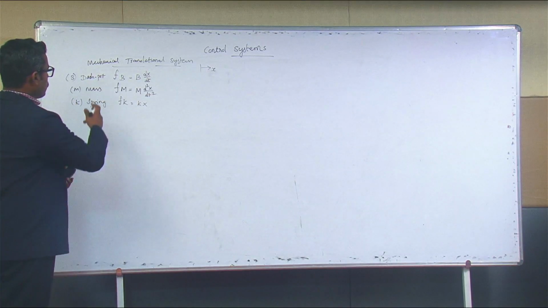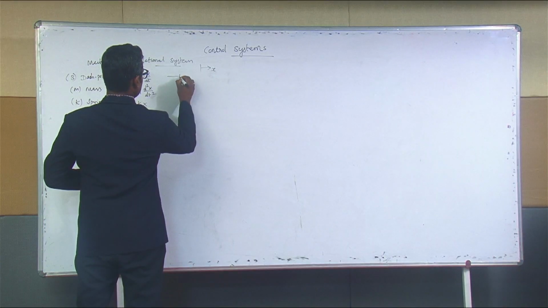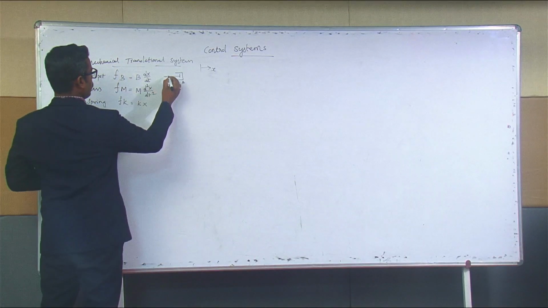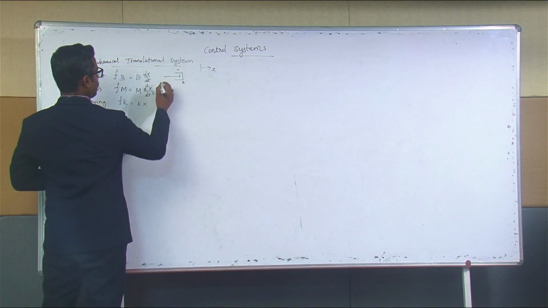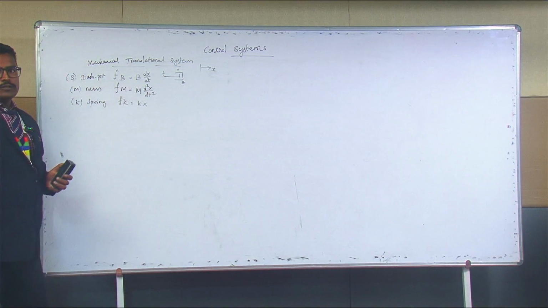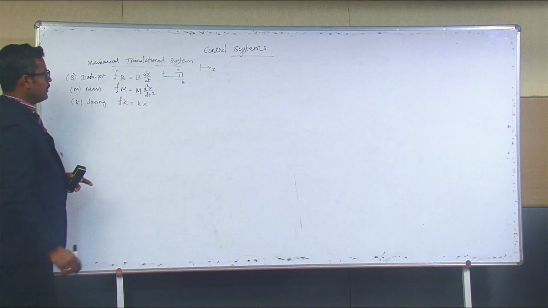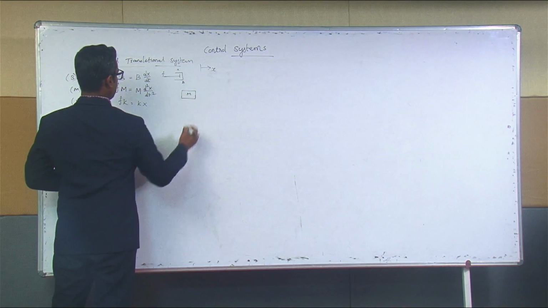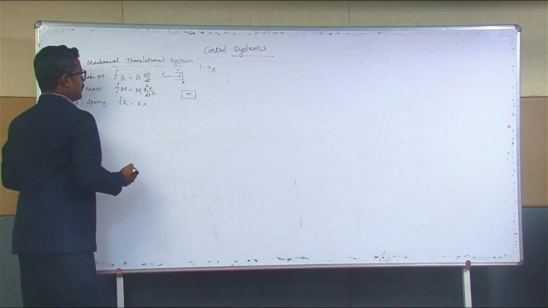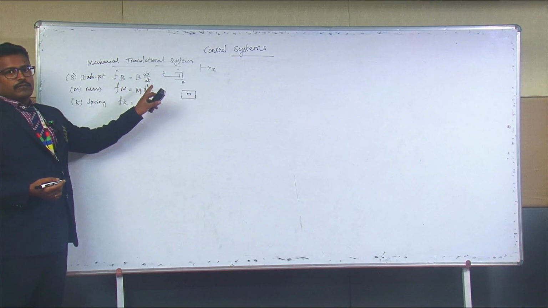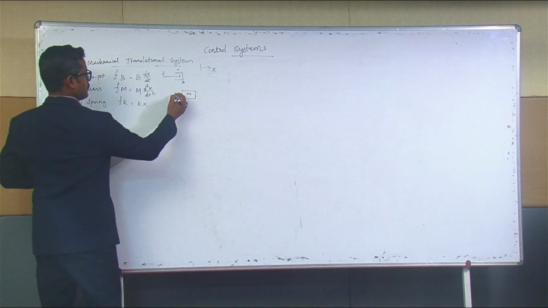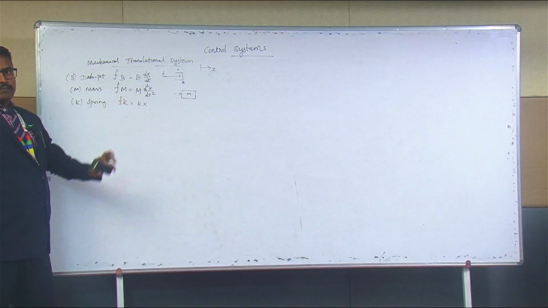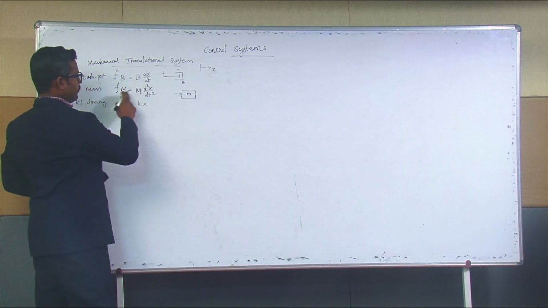The dashpot is drawn like this. This is B, and the displacement x is provided here. The force is Fb, which is B into dx by dt. For the mass, we represent it with a rectangular block with m. The force acting on the mass is m into d square x by dt square, like f equal to m into a.